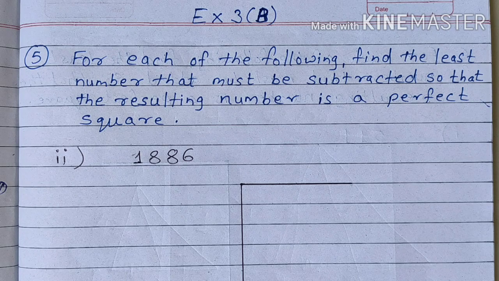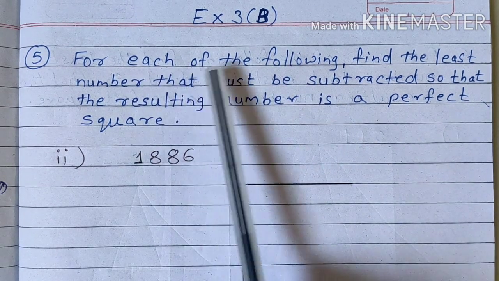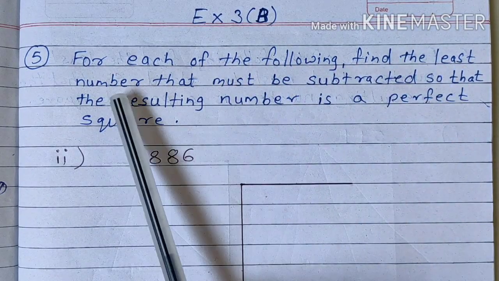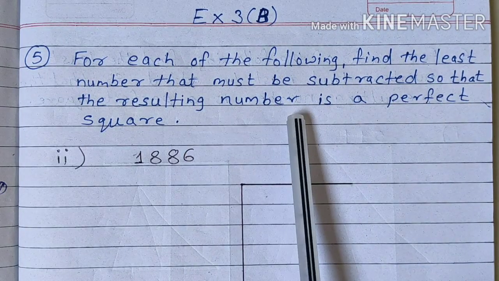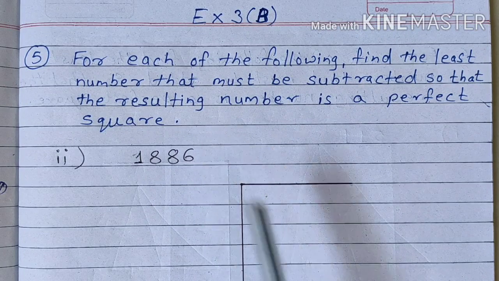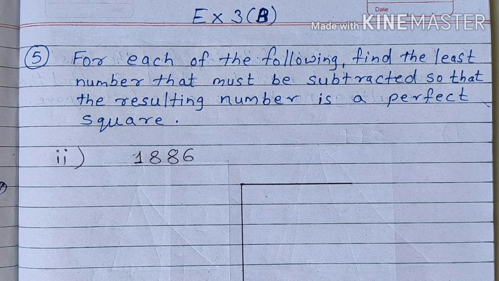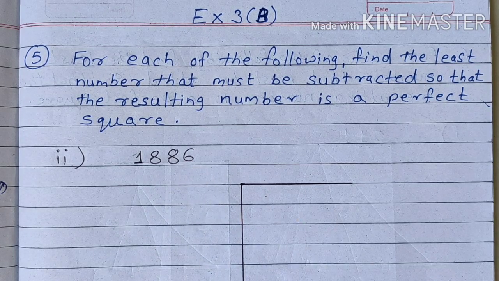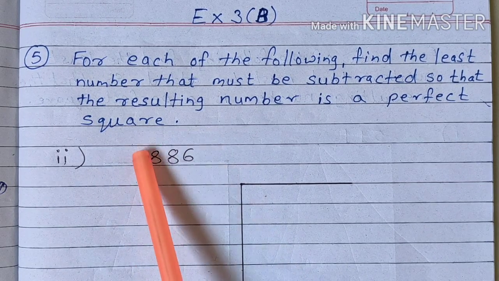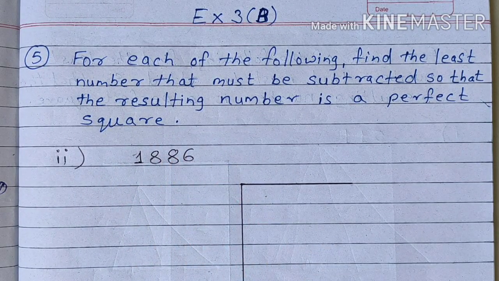Question number 5: for each of the following, find the least number that must be subtracted so that the resulting number is a perfect square. One of the numbers given to us is 1886, but this number is not a perfect square. Now our question is, which number must be subtracted from this number so that the resulting number becomes a perfect square?